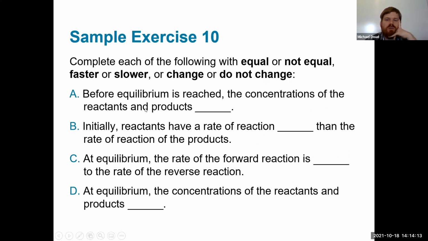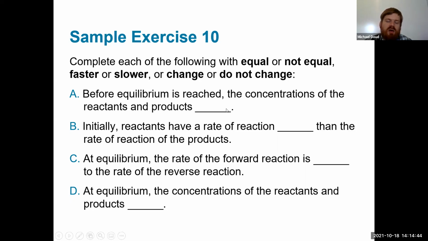Okay, so here we go. We can complete each of the following with either equal or not equal, faster or slower, or change or do not change. So before equilibrium is reached, the concentration of the reactants and products, this is kind of confusing, but basically, do they change or do they not change? And note, this is before equilibrium is reached. Okay, so before equilibrium is reached, the concentration of the reactants and products change.